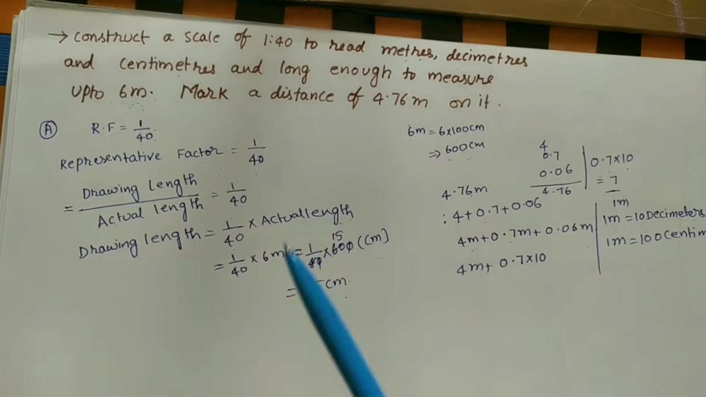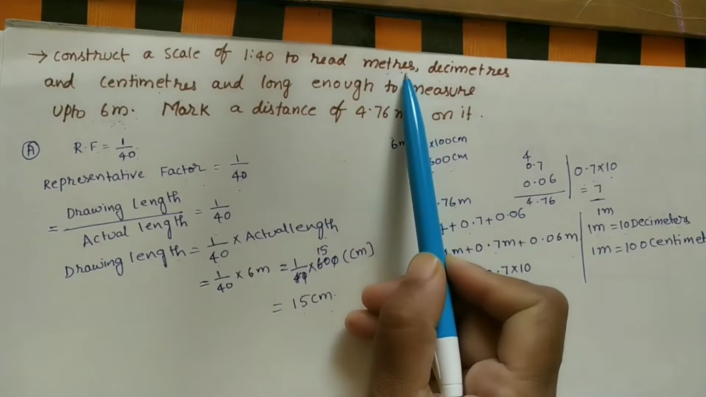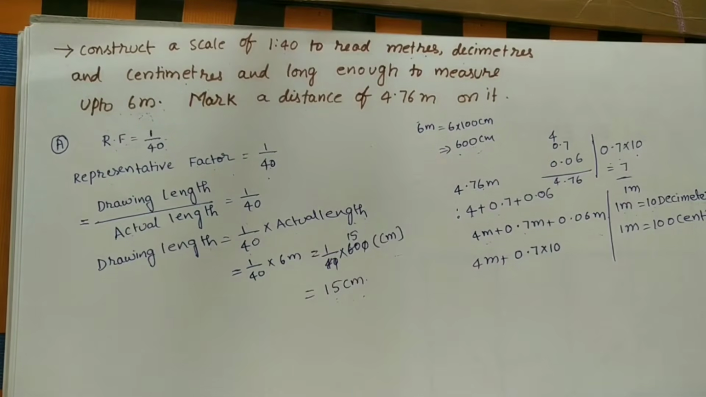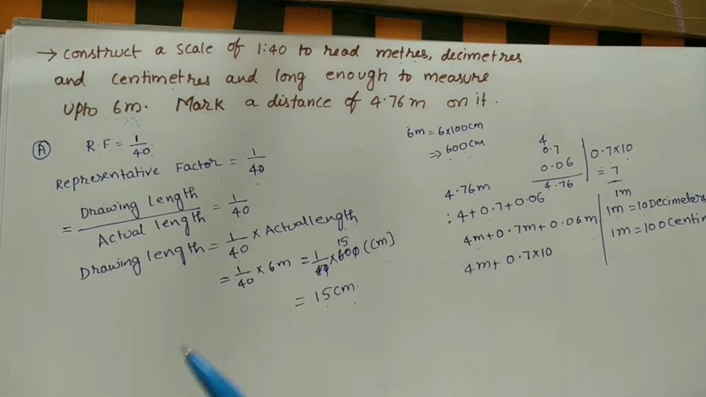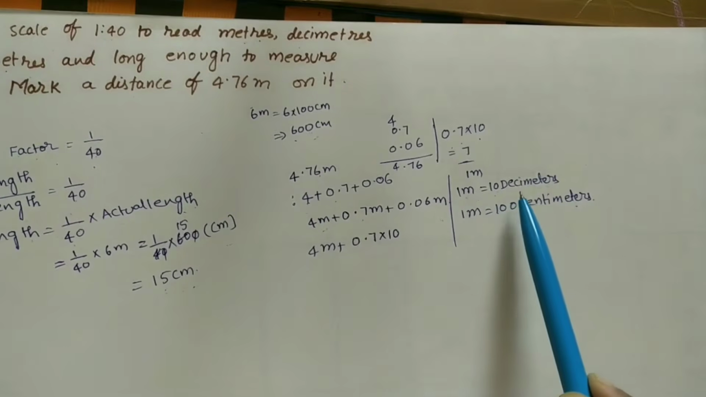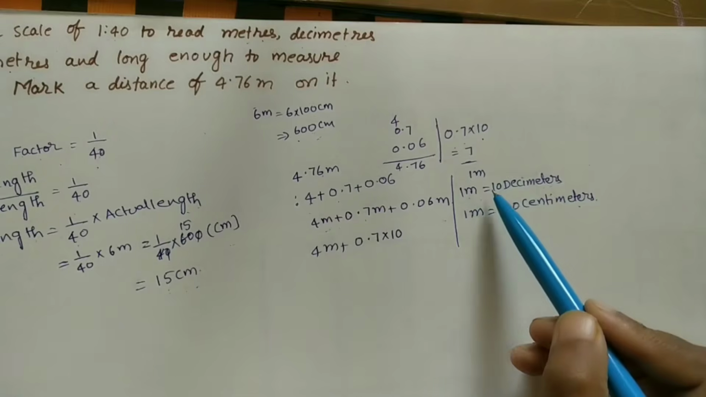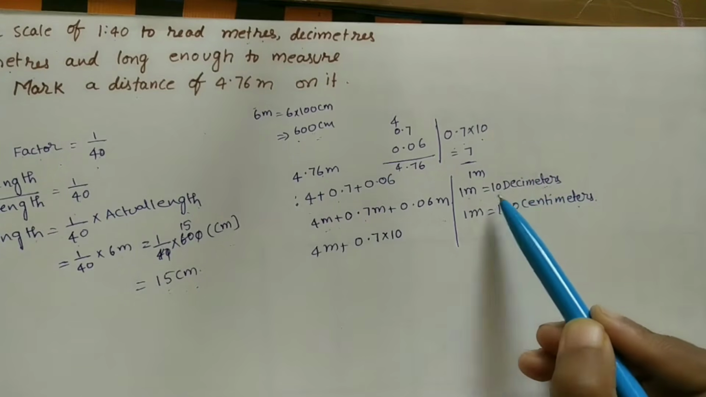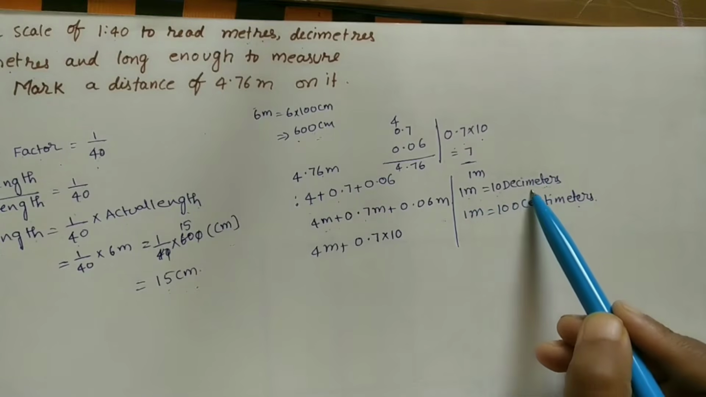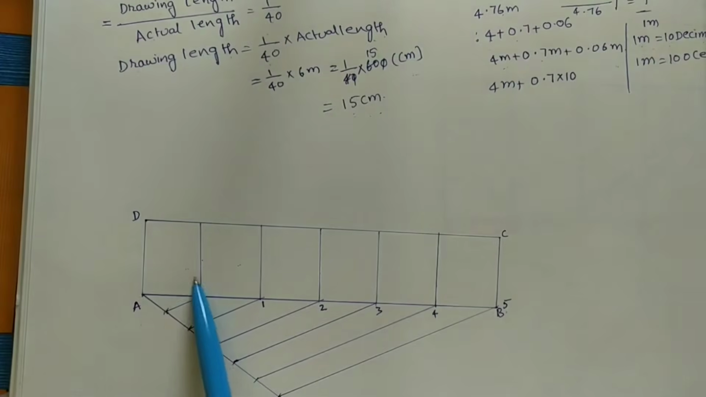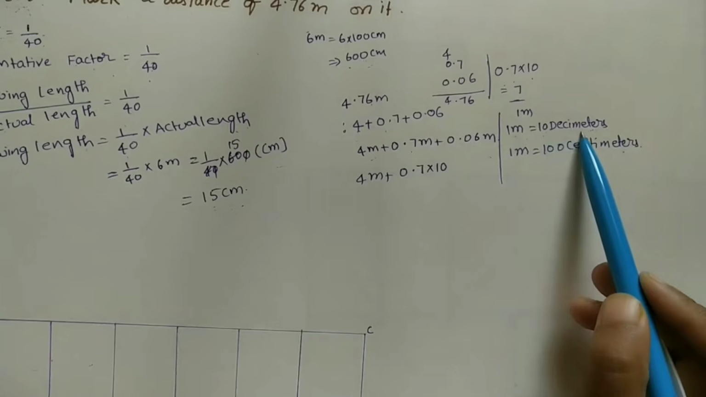Okay, after that this scale should read meters, this one we did, and then decimeters and centimeters also it should read. Okay, first take the relation between meters, decimeters and centimeters. Here I have written 1 meter is equal to 10 decimeters. Now first we need to mark decimeters. 1 meter is equal to 10 decimeters. Divide this 1 meter box into 10 parts. Each part is 1 decimeter. Okay, take this initial box of 1 meter, divide this box into 10 parts for showing the decimeters.